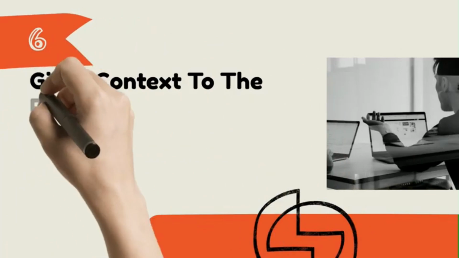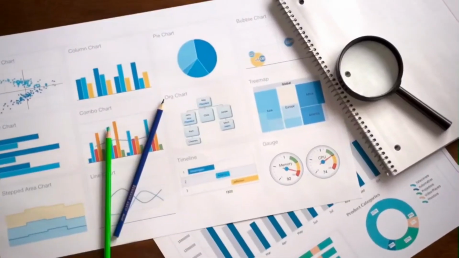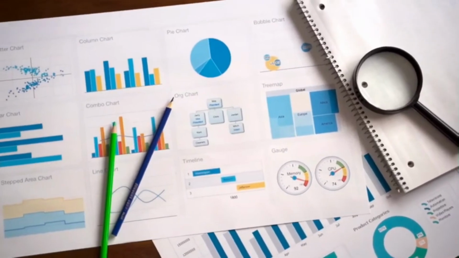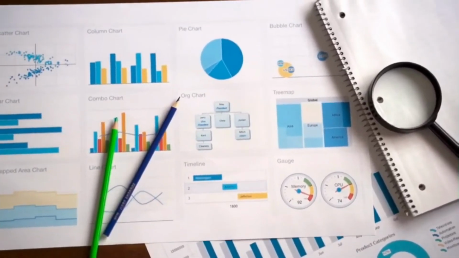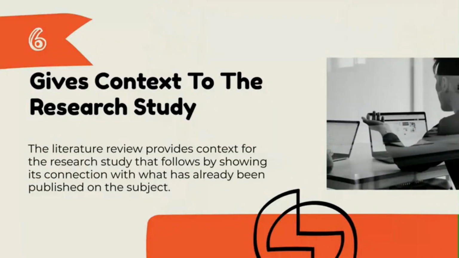6. Literature review gives context to the research study. The literature review provides context for the research study that follows by showing its connection with what has already been published on the subject. It lays out the most significant issues in the field, describes them clearly, and explains why they are important. This allows readers to understand all subsequent research within this context, thus giving it greater impact.